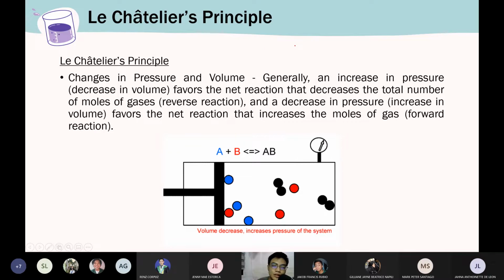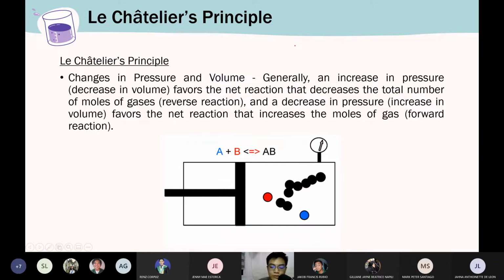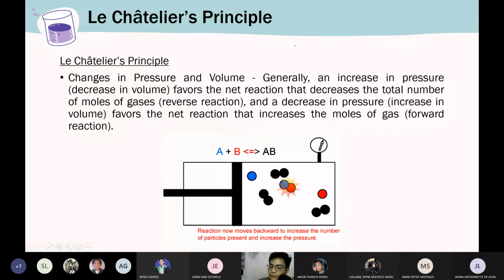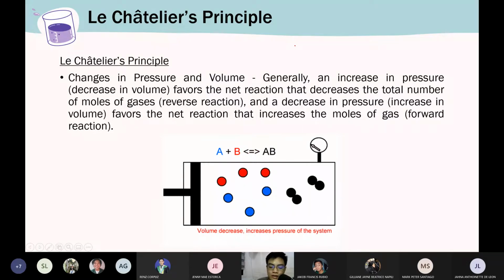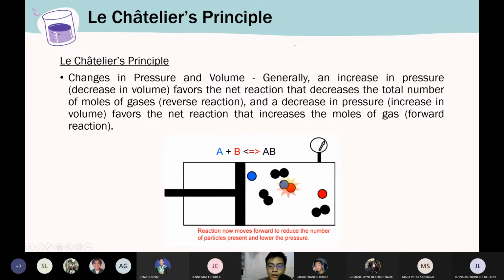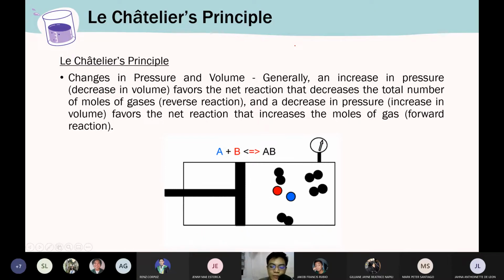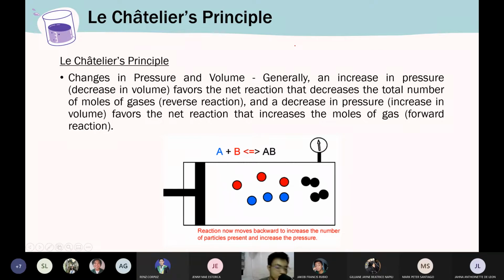Next one, we have changes in pressure and volume. For aqueous solution, this is not a big issue. So, wala namang problema kapag aqueous yung solution. But for gases, meron. Okay? Because gases are compressible. Therefore, you can either expand it or contract it. You can increase or decrease the pressure. And depending on the chemical reaction that is happening, one side might be favored over the other. Okay? So may isang side ng reaction na baka mas favored siya kaysa sa other side.